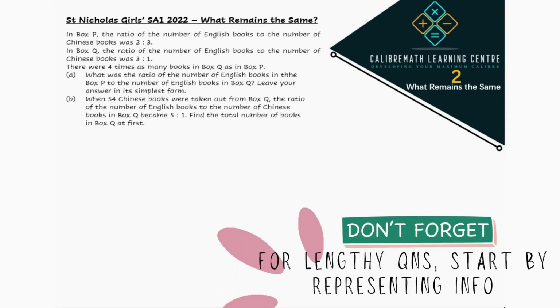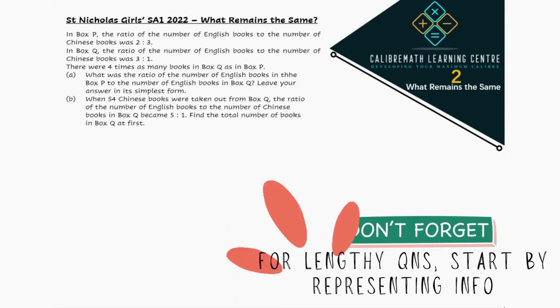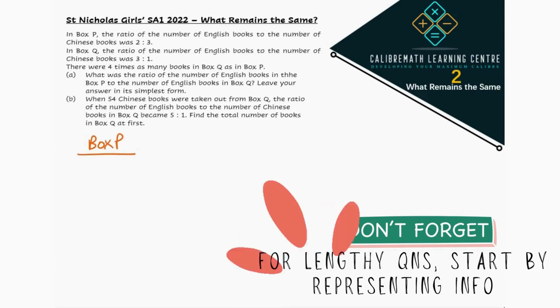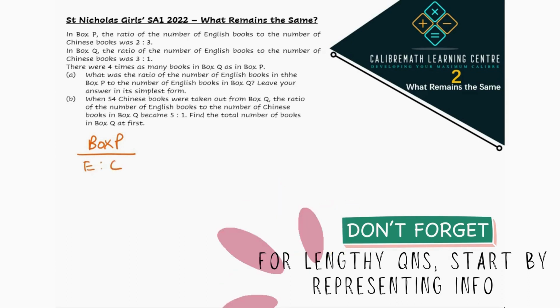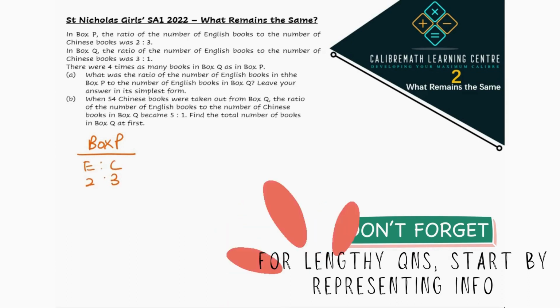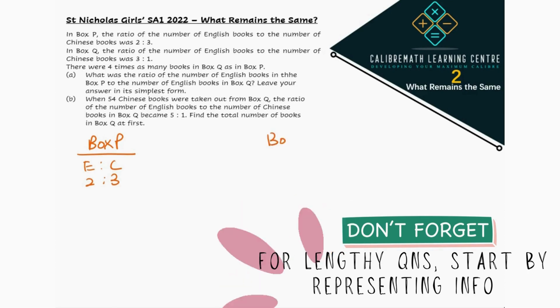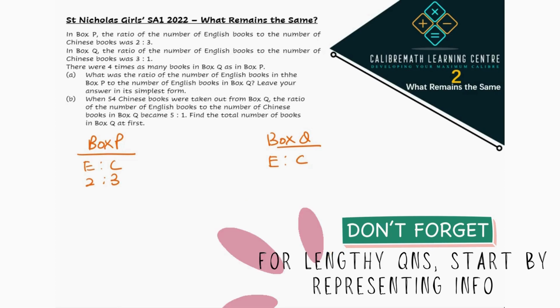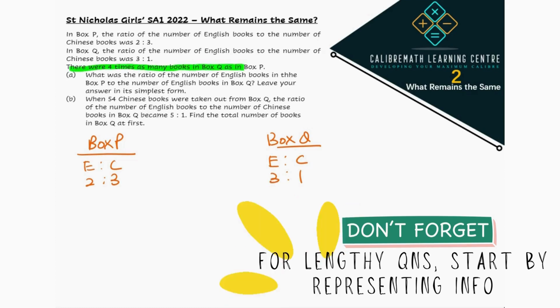For this question here, let's start by writing down the ratio for each box. So for box P, we are given that the ratio of the number of English to Chinese books is 2:3. And for box Q, the ratio of the number of English to Chinese books is 3:1. And the next information that we're given is that there were 4 times as many books in box Q as in box P. So this is actually referring to the total number of books in each box.